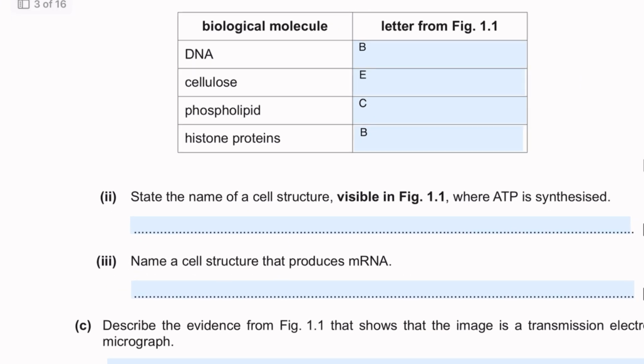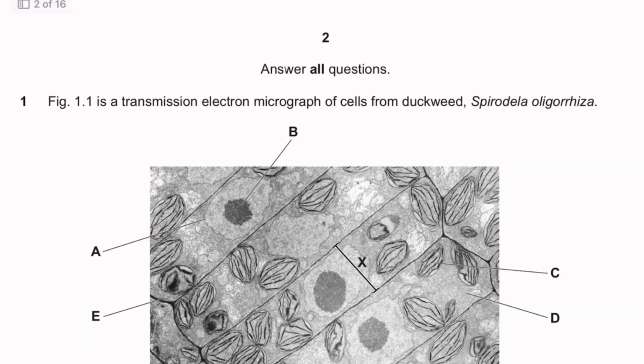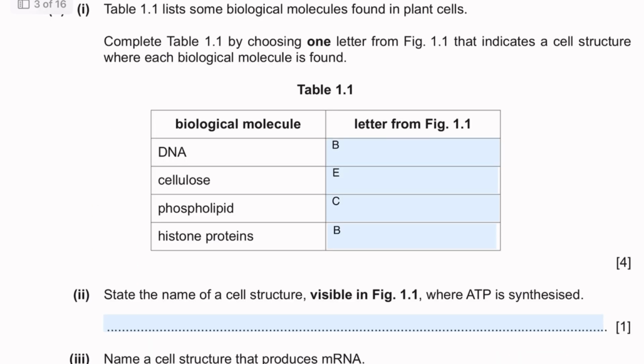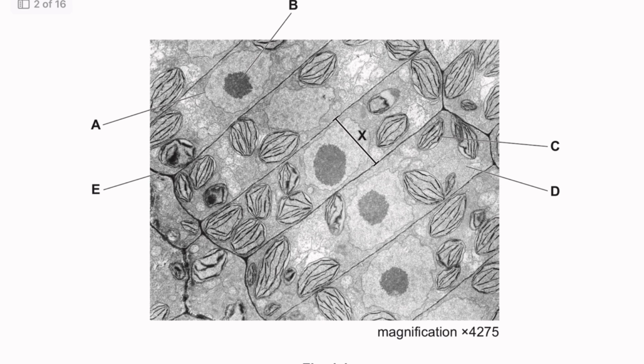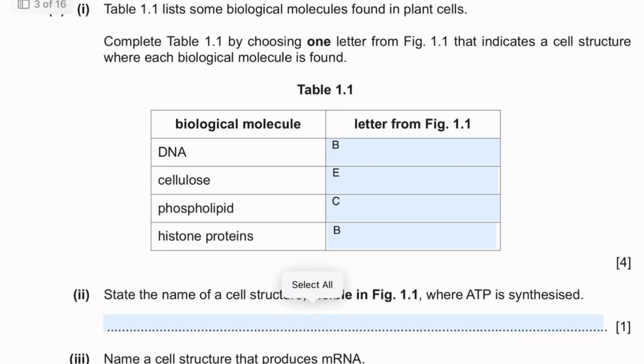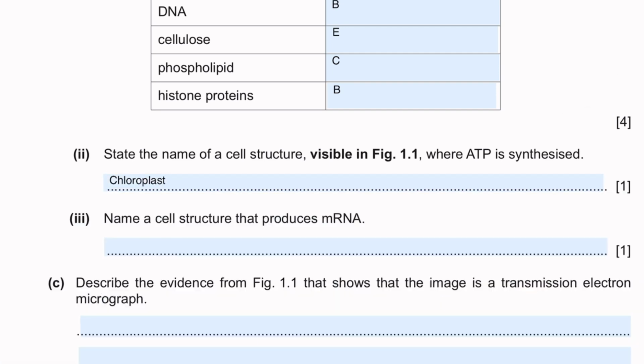Okay, state the name of a cell structure visible in figure 1.1 where ATP is synthesized. The name specifically of the cell structure. Now, what we have here, obviously, is a labeled, visible cell structure. A visible cell structure here would be chloroplast. I can't really see any mitochondria, so I'm just going to say chloroplast, because actually chloroplast does synthesize ATP during photosynthesis. So I would say chloroplast. It will be there and then later on used as well in the same process.